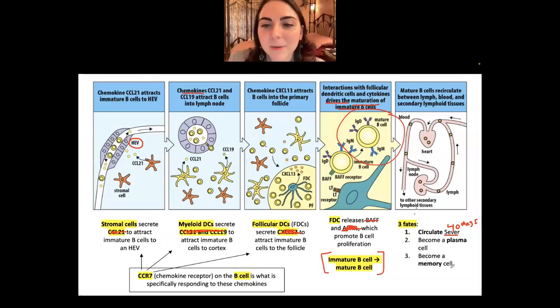But then let's say it does come in contact with an antigen, then it would become an effector cell. So the effector cells for B cells are plasma cells and memory cells. T cell effector cells are different. So this is specific to B cells, plasma cell and memory cell.